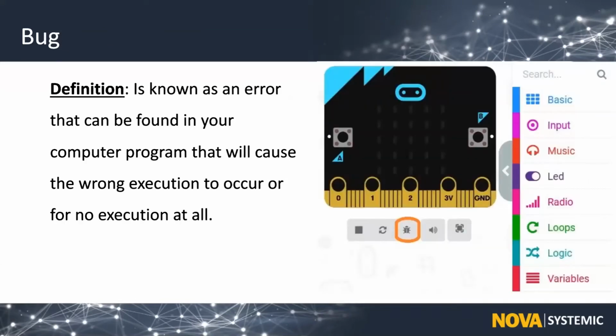Now, what is a bug? Well, it is known as an error that can be found in your computer program that will cause the wrong execution to occur, and in some situations, no execution to occur at all. Another way to think of a bug is by thinking of a typo. If you're writing a short story, and as you're typing it, you misspell a word, you have a bug. You have to go back in and correct that spelling to then be able to read everything legibly.